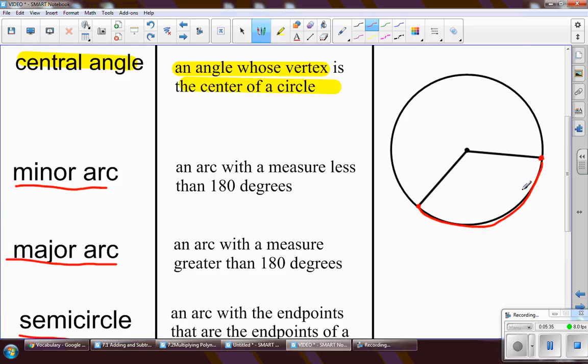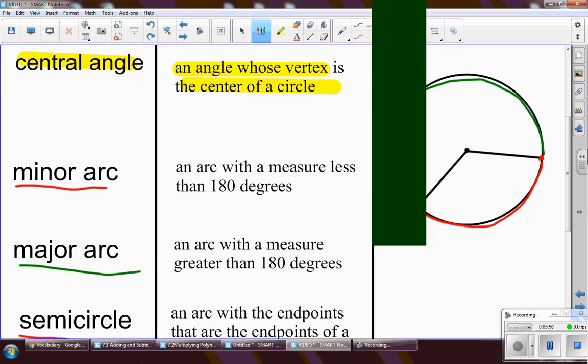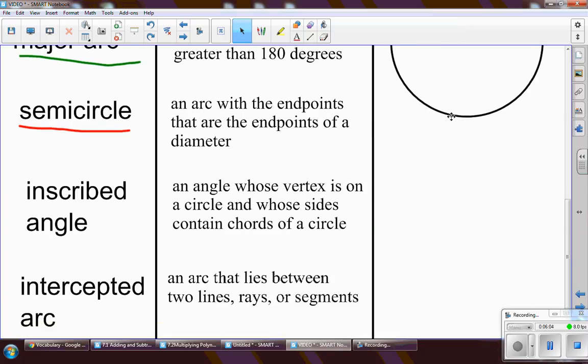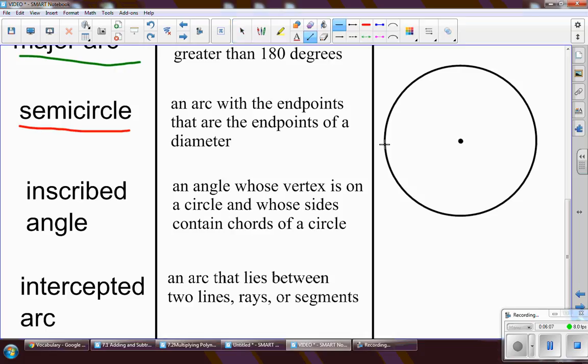So this red arc right here, that would be a minor arc. The green arc going all the way around, I'll try to make it nice and neat, is a major arc because it is greater than 180 degrees. And if we were just to specifically do a semicircle, a semicircle is created from a diameter, and that is exactly 180 degrees all the way around, half of the circle.